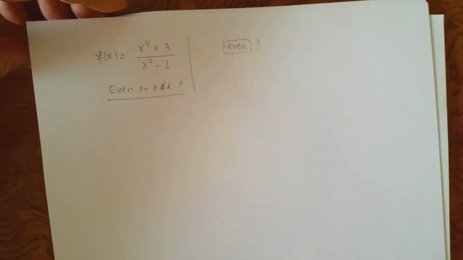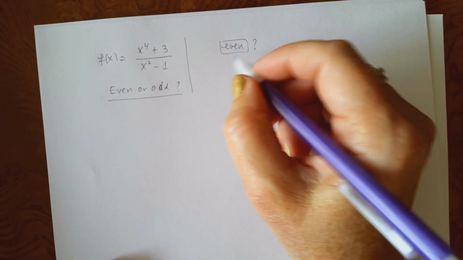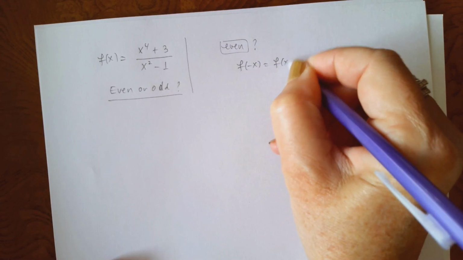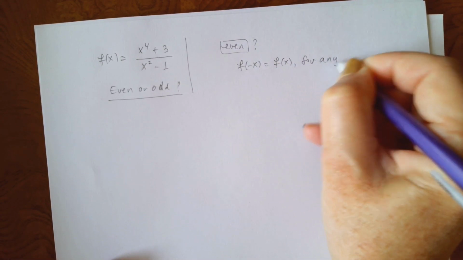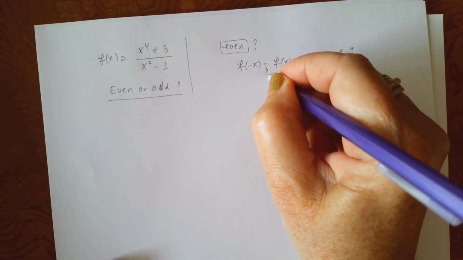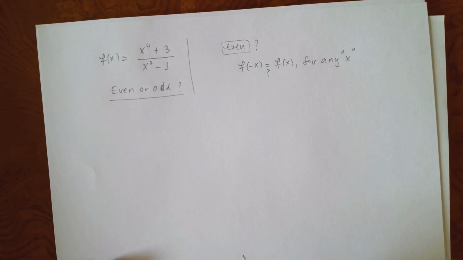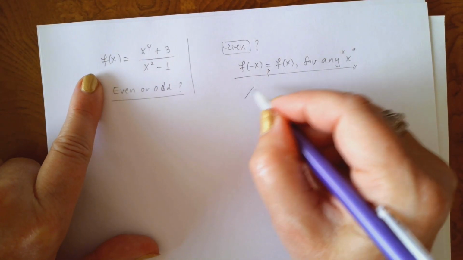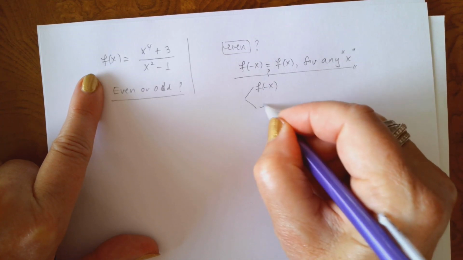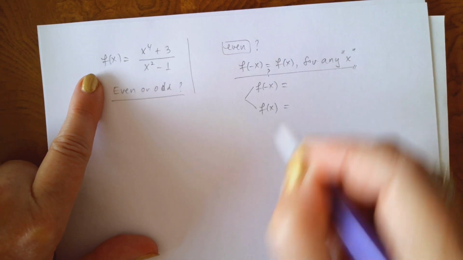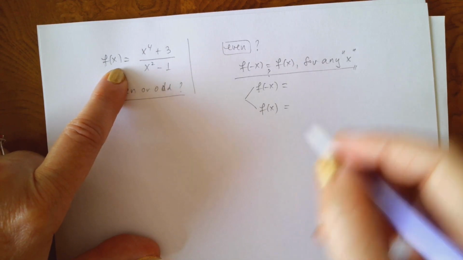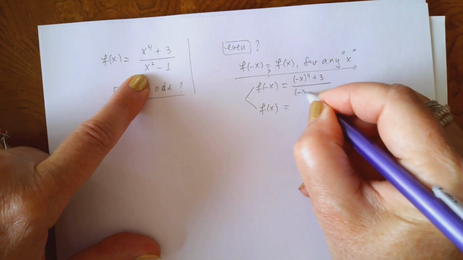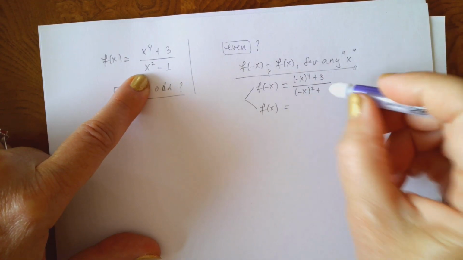So remember what the definition says? The definition says that if I manage to prove that f of minus x equals f of x for any x, then the function is even. So this is what I want to prove. I want to see if it's true: f of minus x equals f of x. Let's try that. So let's calculate separately f of minus x and f of x and then compare them. So f of minus x will be minus x to the power of 4 plus 3 over minus x to the power of 2 minus 1.